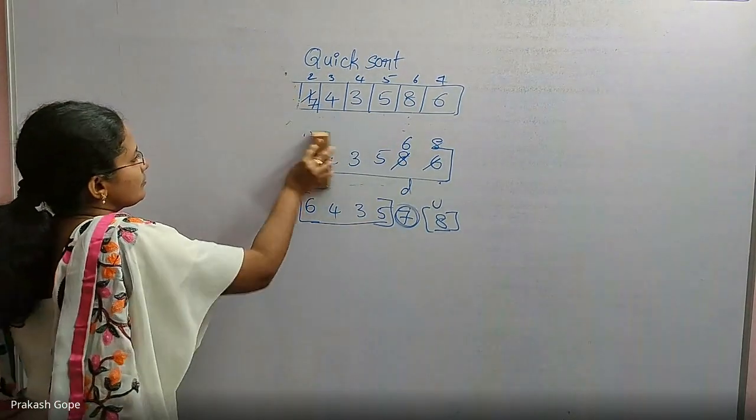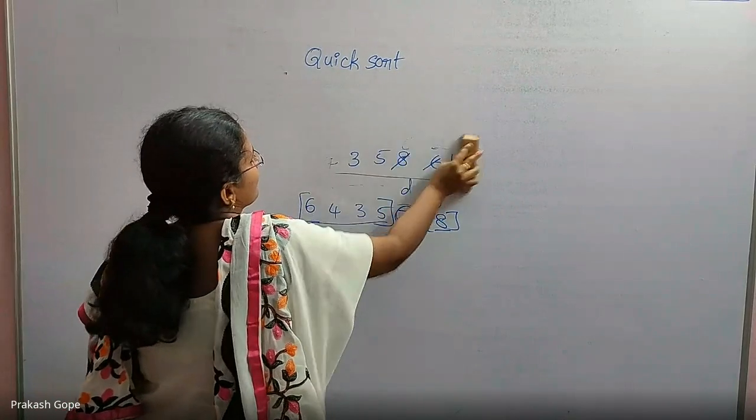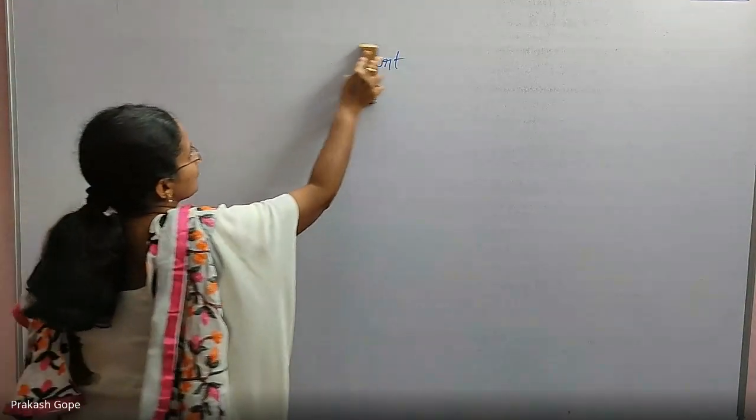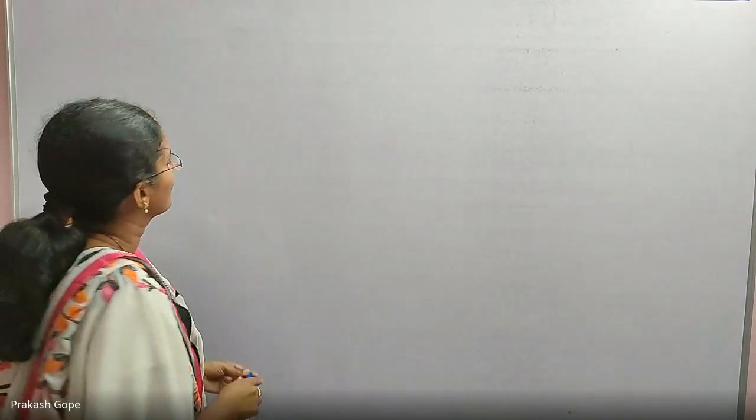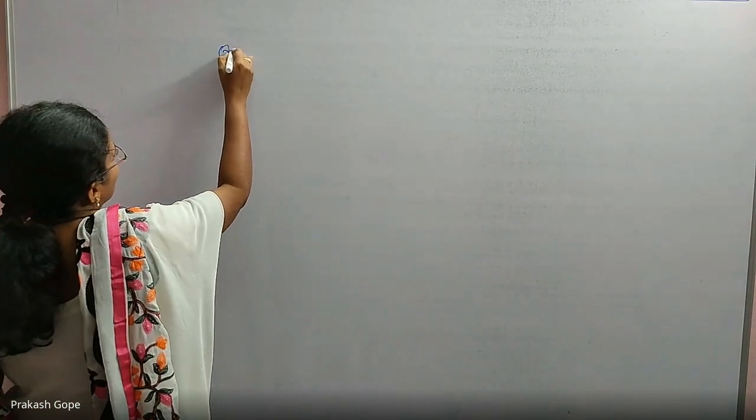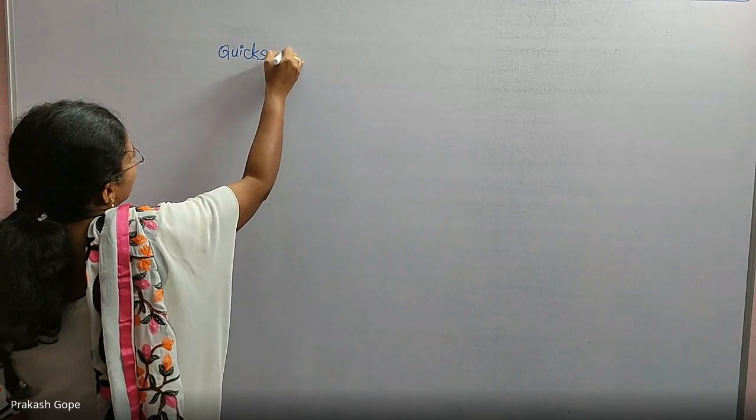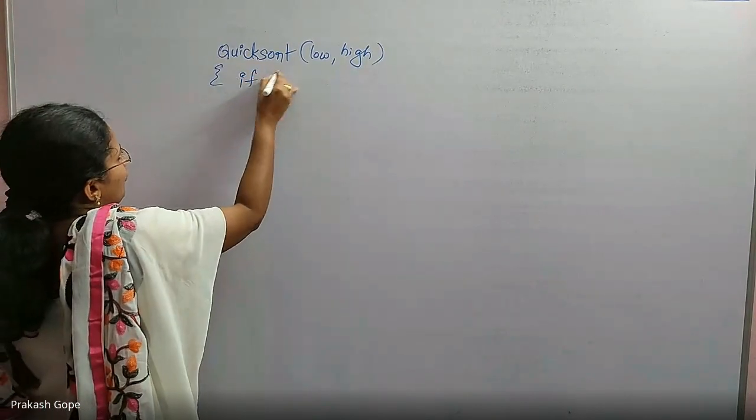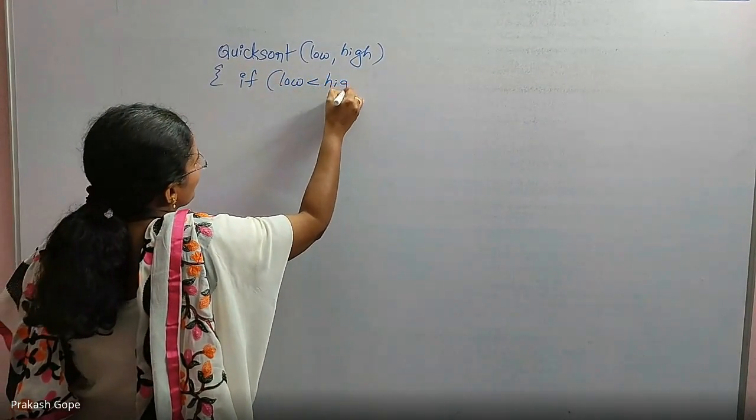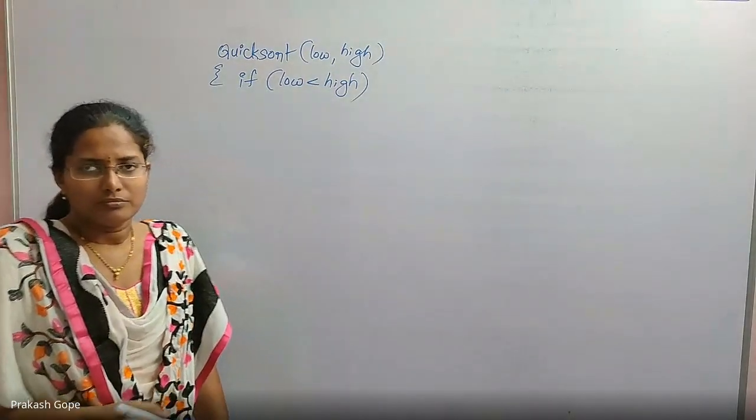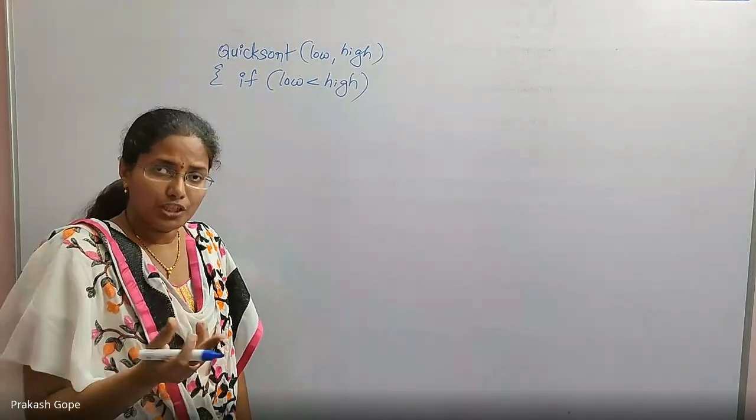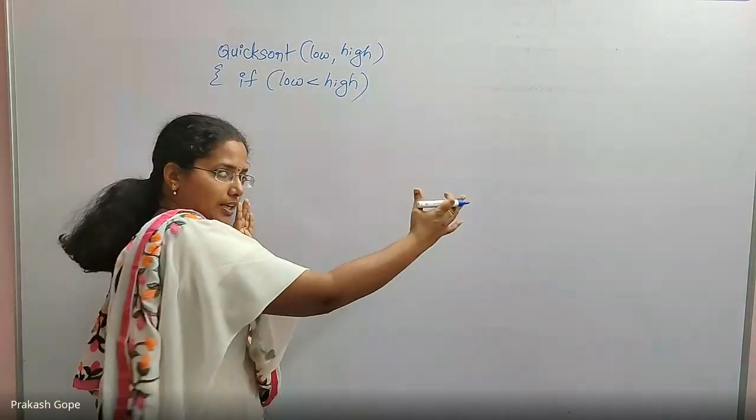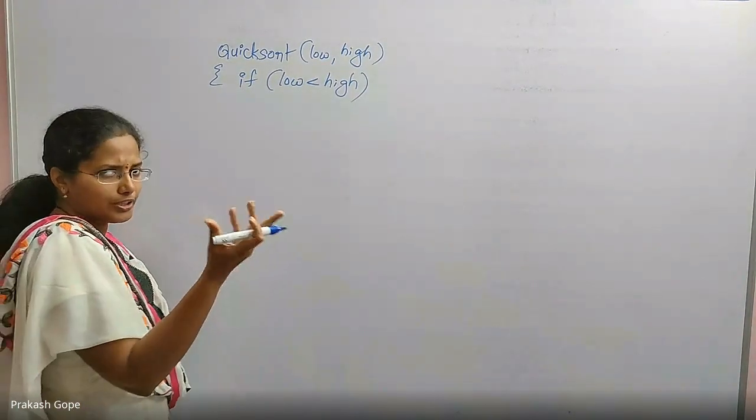Now we will write. Sort, low, high. If low is less than high, which means there should be at least two elements, then only there is a need for sorting. If there is only one, then it's not needed. Low is lower index of the array, high is higher index of the array. Only then I need to do something. Otherwise, it is already sorted.